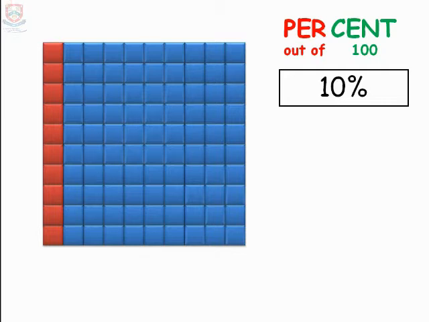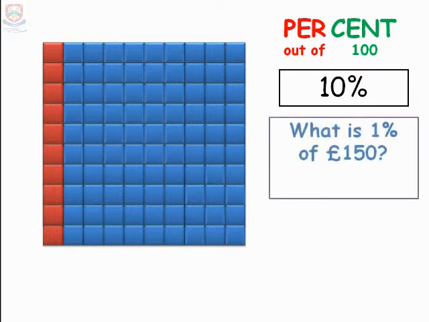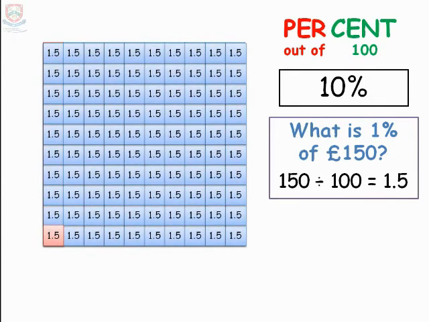So how do we use this idea to find a percent of an amount? We'll look at an example question. What is 1% of £150? Well, we know that 1% means 1 part out of 100. So if we divide 150 by 100, we find that 1 part of our whole number, 1%, is 1.5. So each of our 100 parts is worth £1.5, or £1.50.